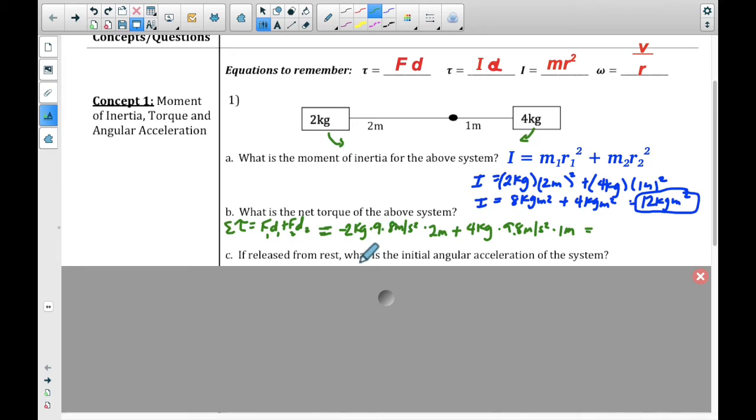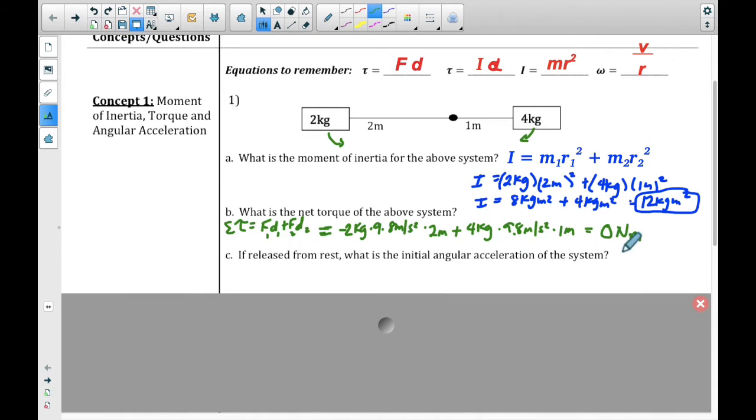And so I have a negative 2 kilograms gravity and distance plus 4 kilograms gravity and distance. And if I multiply these, I get a negative 4g here, and I get a positive 4g here. And so that just adds up to 0. My torque is 0. And torque is measured in Newton meters. What that means is it's balanced. Okay, if its net torque is 0, it's balanced. It is not going to spin either way.